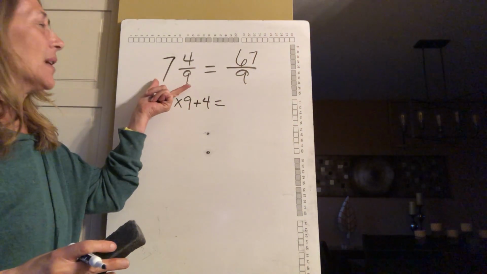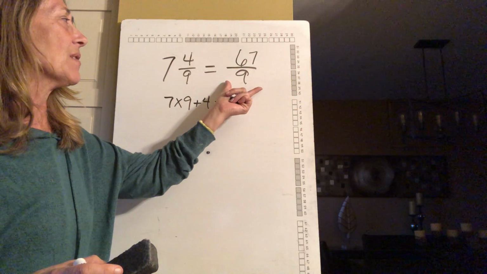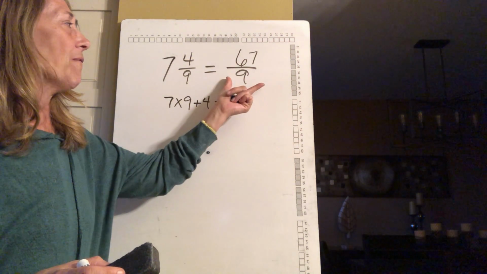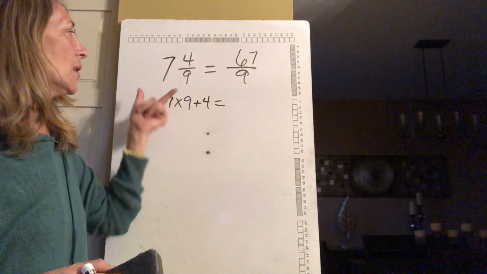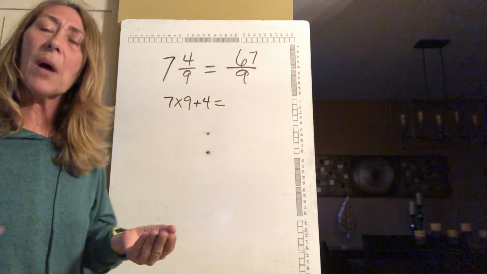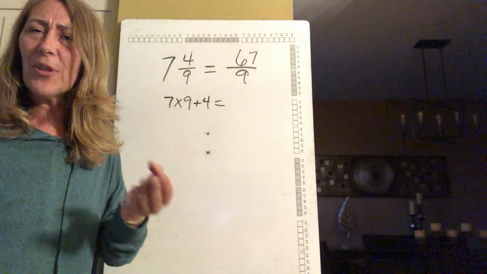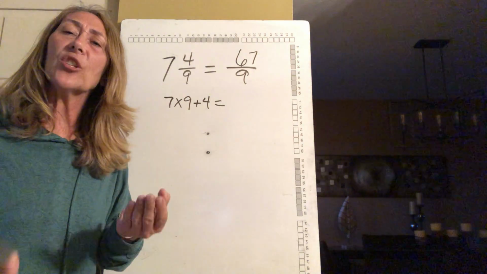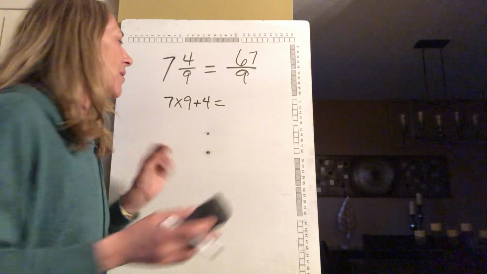It's going from a mixed number to a fraction greater than a whole, and from a fraction greater than a whole to a mixed number. It's the same thing as multiplication and division. Remember the inverse. It's a way to check, to switch back and forth.